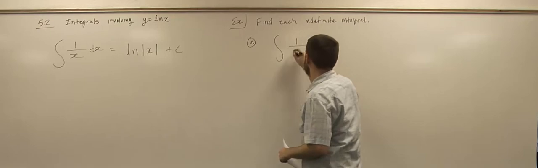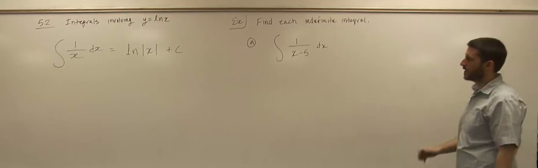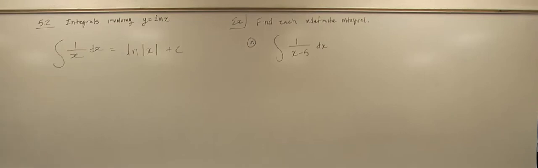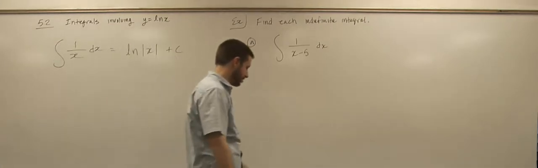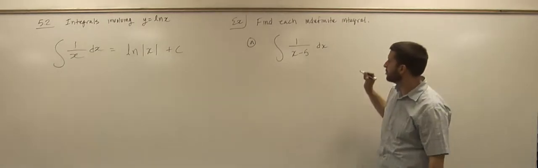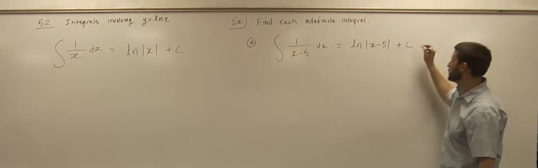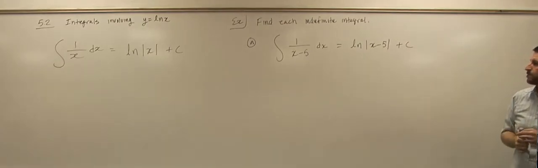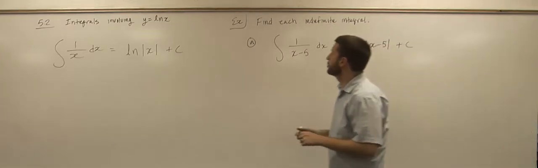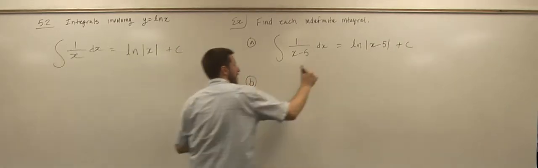Start off with something. The indefinite integral of 1 over x minus 5 dx. What do you think this should be? ln of absolute value x minus 5 plus a constant. Why? Okay, let me not answer why yet.